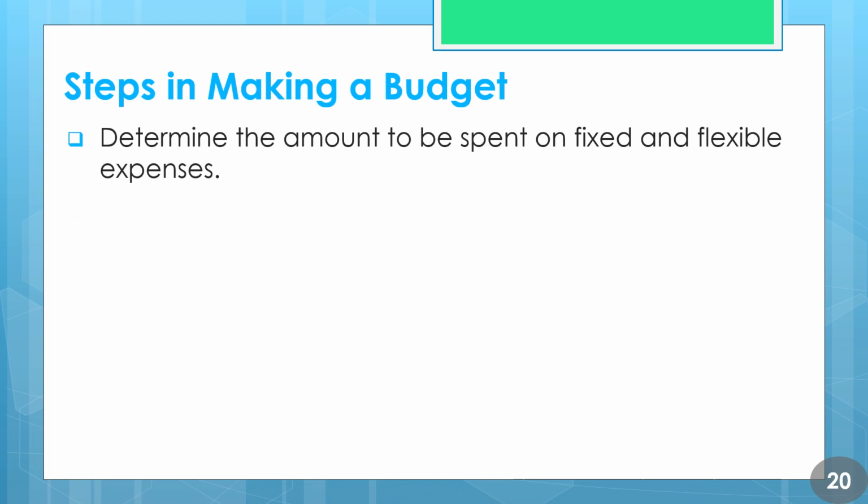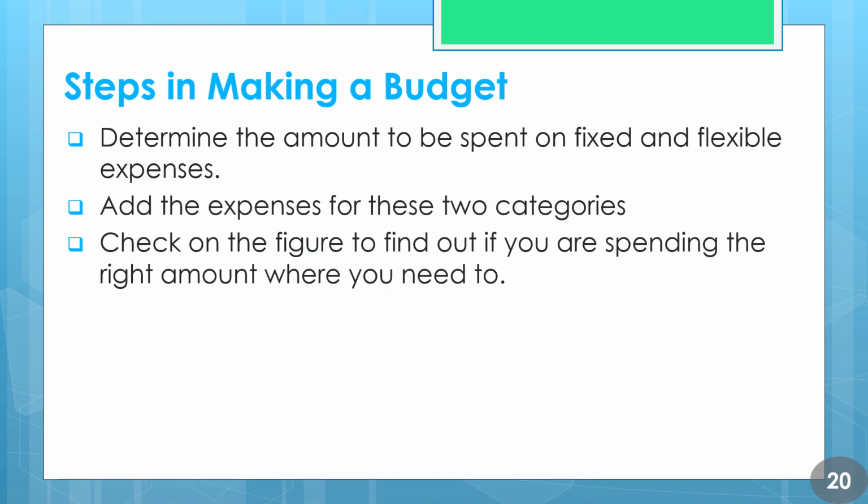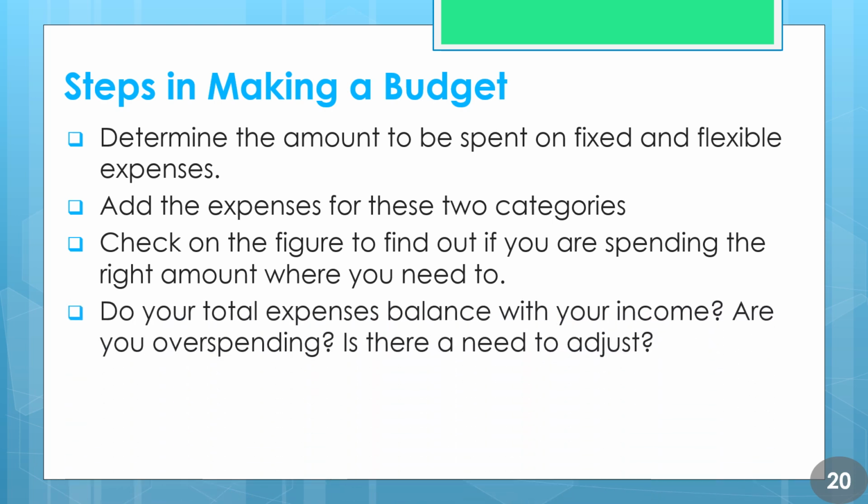Another step in making a budget is to determine the amount to be spent on fixed and flexible expenses. Add the expenses for these two categories. Check on the figure to find out if you are spending the right amount where you need to. Do your total expenses balance with your income? Are you overspending? Is there a need to adjust? So those are questions in making a budget.